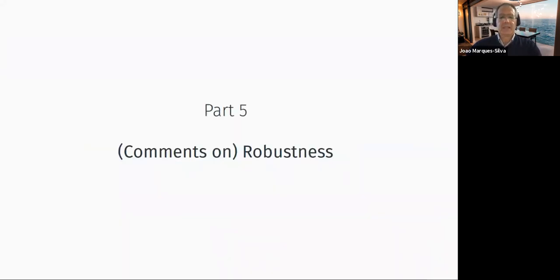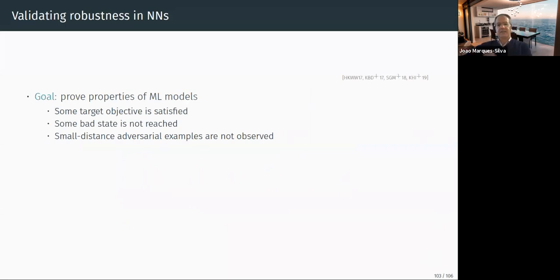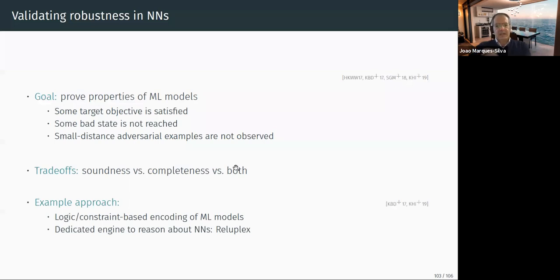And I had some comments on robustness. That was the final part of the lecture. Essentially here we want to prove properties of machine learning models. There are different questions you can ask. There are different trade-offs people have been studying, where you lose soundness, you lose completeness. You try to keep both, and then you pay a price in terms of computational complexity. One of the best known is Reluplex. More recently, it has been renamed Marabou.